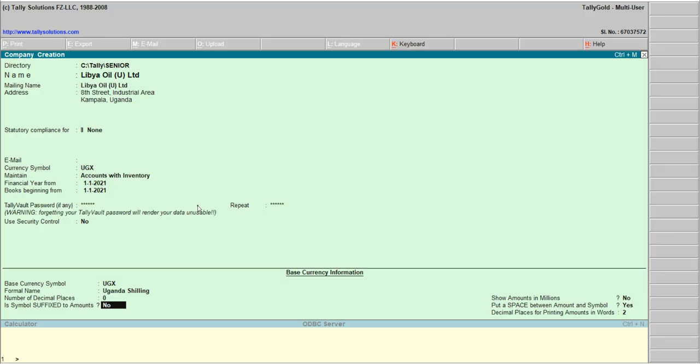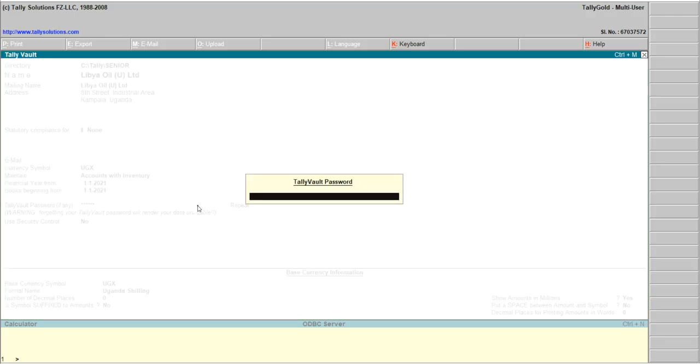Show amounts in millions, you can say yes. Put space between amount and symbol. No. Decimal places for printing amounts in words. You can put 0. Okay, so you have entered your base currency information. So enter, then accept yes.